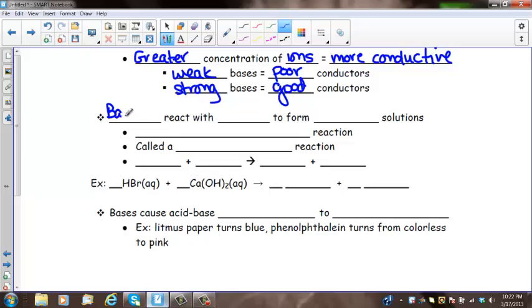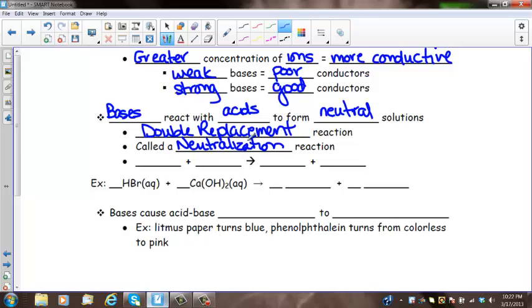Bases react with acids to form neutral solutions. Double replacement reaction. And it's called a neutralization reaction. So we have an acid plus a base yields salt and water.